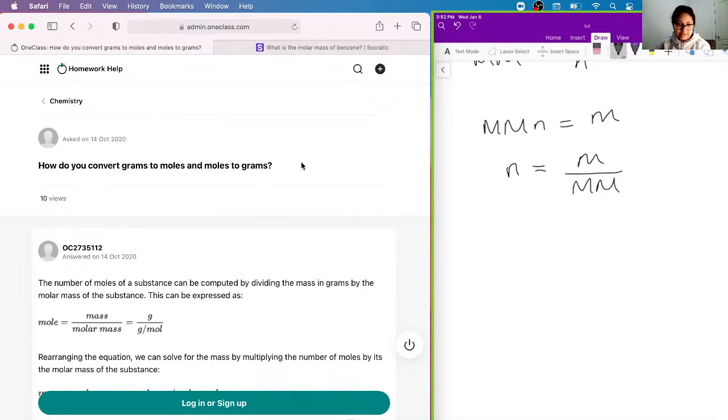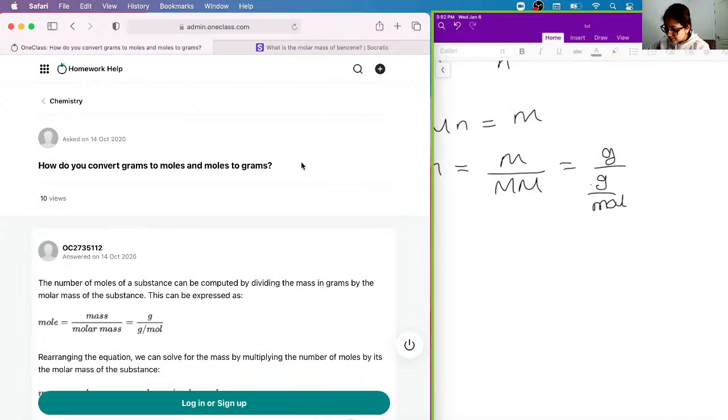And so this is how we convert grams to moles. This would be grams per gram per mole, right? In this case, the grams get cancelled, and you just have moles.